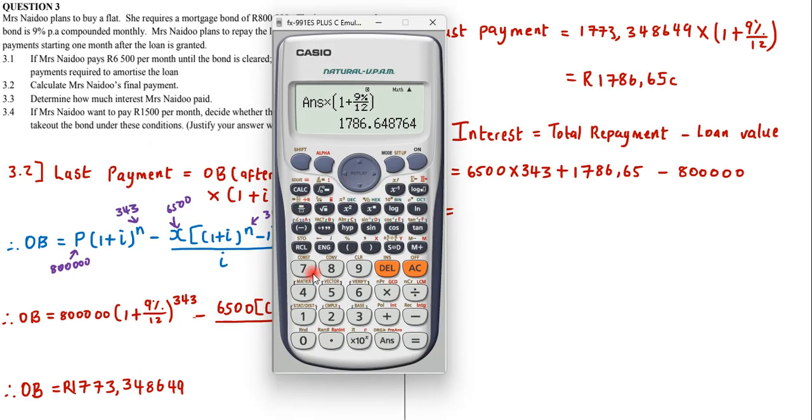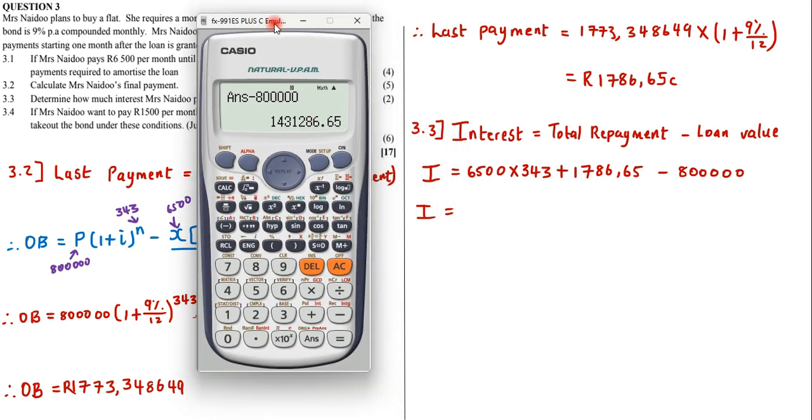Now to get the final answer for this, all we have to do is first write this times 343, get the answer, and then we add this with 1,786.65, then we get that, and then we minus 800,000 rand, and that will be the final answer.